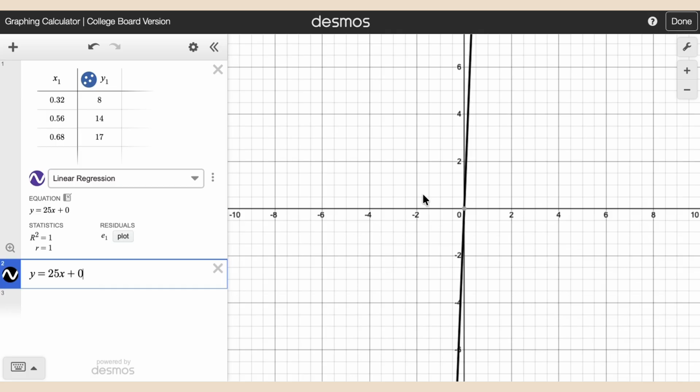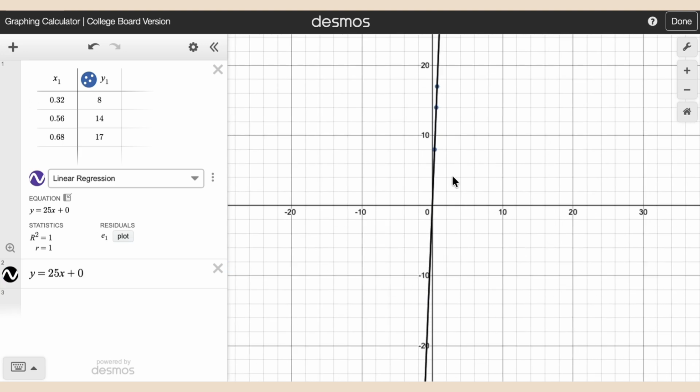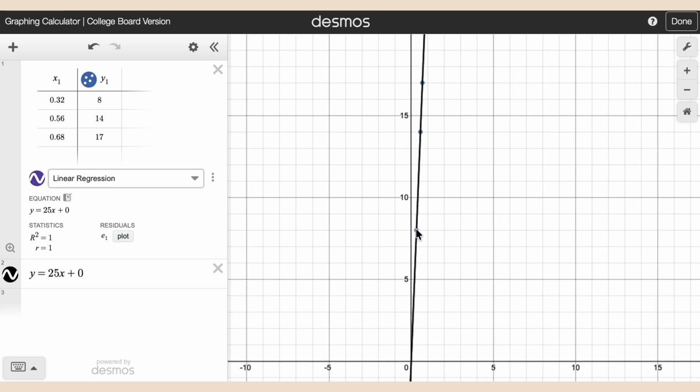All right, so let me just show you the graph here. Yes, those are our 3 points, and this is our linear equation, 25x.